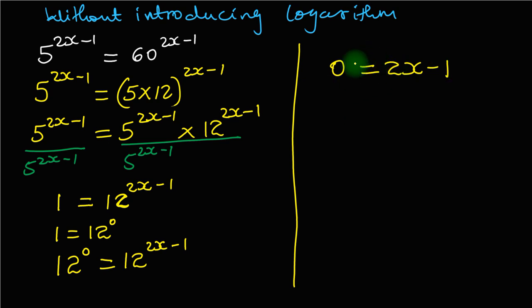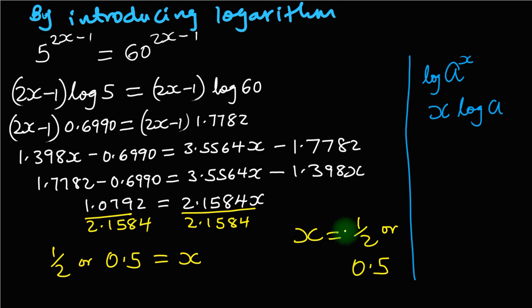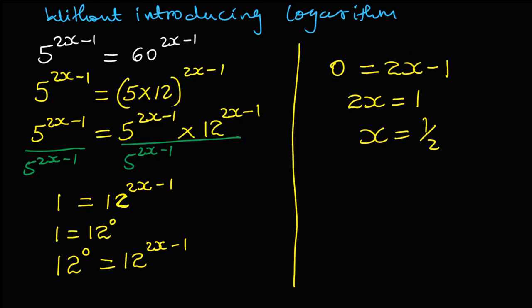Or simply this will amount to 2x is equal to 1. Therefore, x is equal to a half. The same way we introduced logarithm and we were able to get x as a half, by using the laws of indices, we get x is a half. And that is the easiest way to go about it.